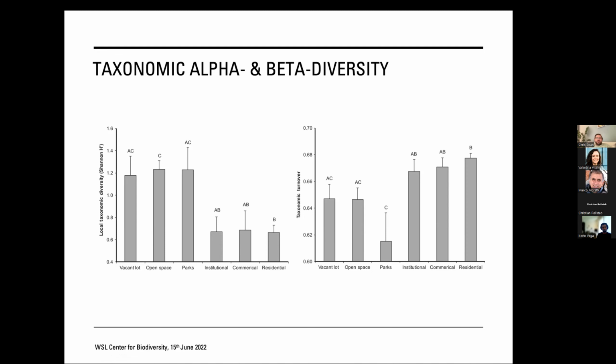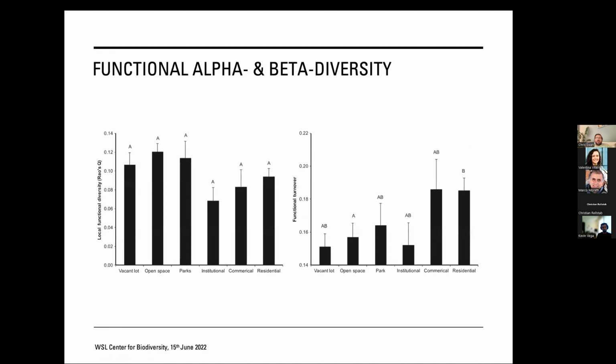The pattern became a little weaker. The trend was there, but it came a little bit weaker when it came to functional diversity, and this might be expected because the urban environment imposes such harsh environmental constraints, and so the same traits might be evident even though species composition might be different. And so functional diversity was not statistically different across all land uses.